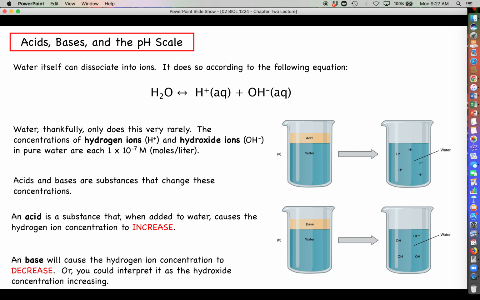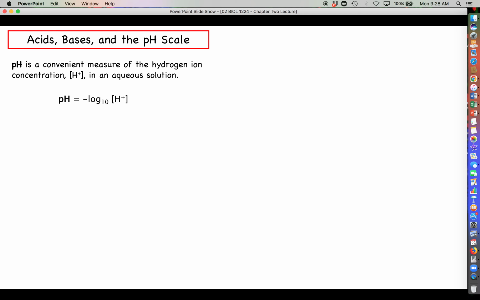And then the opposite is true for a base. This is a substance that when you add it to water, it causes the hydrogen ion concentration to decrease and the hydroxide ion concentration to increase. So in adding an acid or a base to water, you are not only adding a solute to the water, but you're also changing the acid-base balance in the water itself.